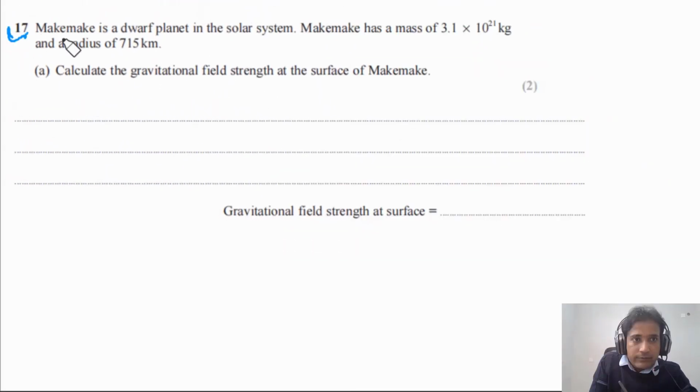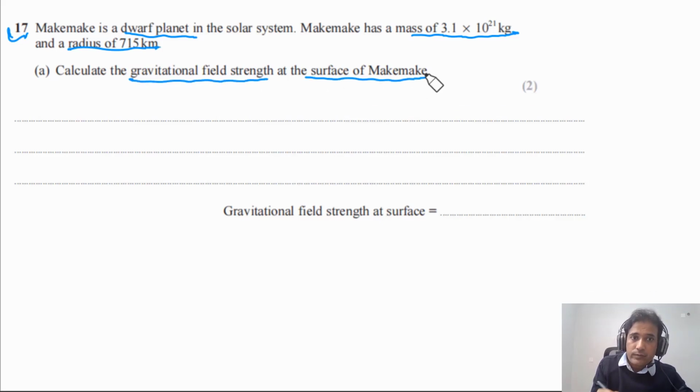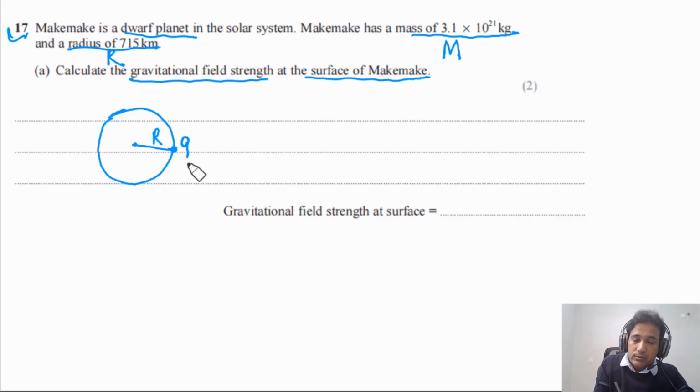Question 17 says Makemake is a dwarf planet in the solar system. Makemake has a mass of this much and a radius of this one. Calculate the gravitational field strength at the surface of Makemake. So in this case, let's try to understand what is given to us. This is the dwarf planet. The mass of this one is given to us, so let's say this is representing m, and the radius of this one is given to us. We need to find out the value of g at the surface, at this point.